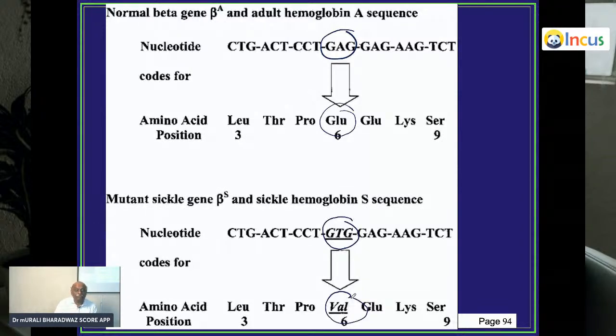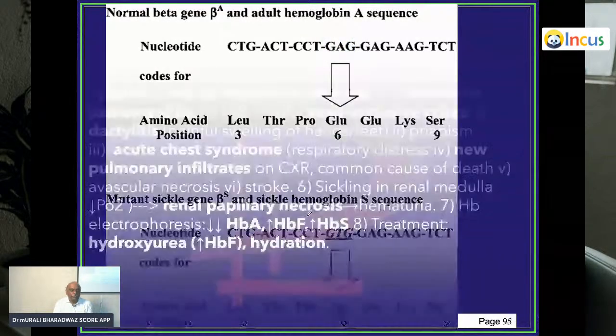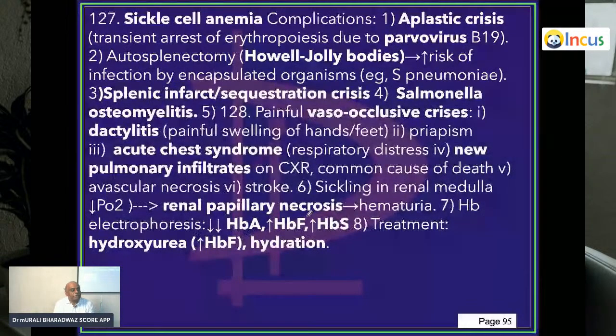Understand? So what do you call this, a point mutation? In GAG, the A was replaced by T to make GTG. That is the reason it is called a point mutation of a single nucleotide. Now, what are the complications of sickle cell anemia? It can lead to an aplastic crisis. And parvovirus can cause aplastic crisis.